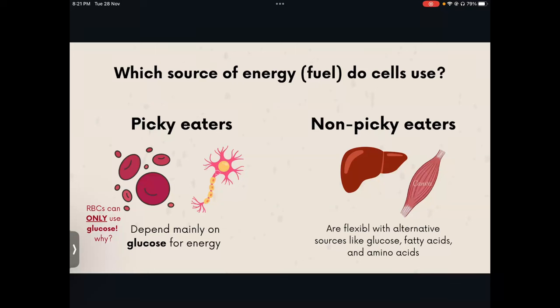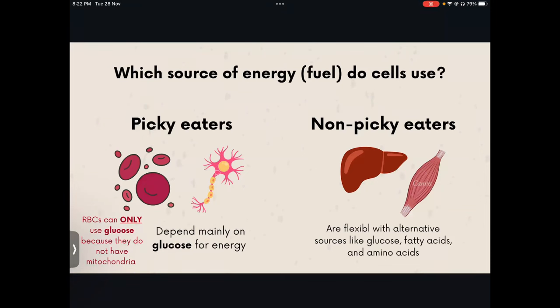Do any of you have any idea why? Why can red blood cells only use glucose? It's something with, they don't have mitochondria. Yes, perfect, exactly. Red blood cells do not have mitochondria, they only have the cytoplasm. So they cannot carry out the reactions which are required in order to use amino acids and fatty acids and all of that. They don't have those enzymes because they don't have mitochondria, and those processes take place in mitochondria. So they can only use glucose. Obviously, if they can use glucose, that means the breakdown of glucose to produce energy happens in the cytoplasm. So that is why red blood cells can only utilize glucose. Is that clear? Any questions?